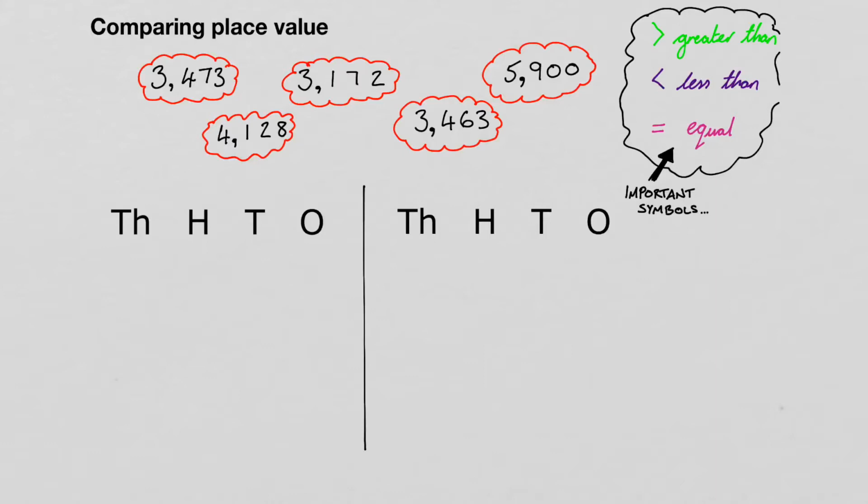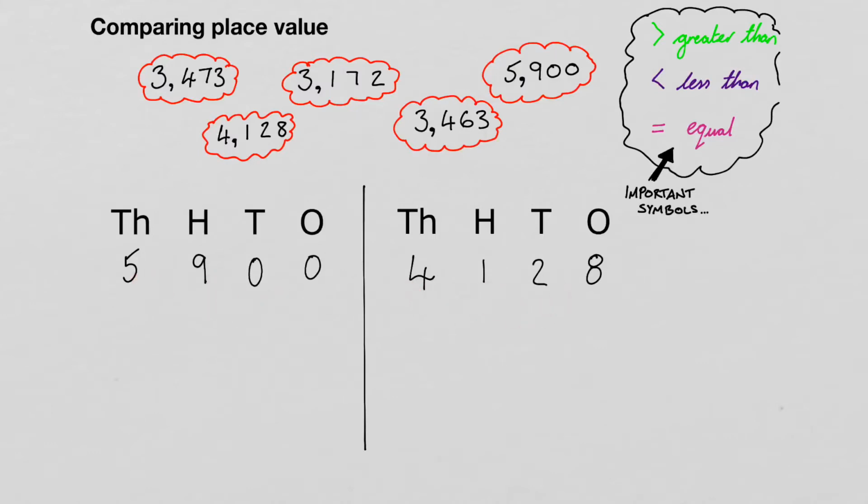So for this first one, I'm going to pick some obvious ones. So we've got 5,900 and I'll pick 4,128. And I want to compare these place values. So I've got myself prepared here a basic sort of chart with place value labels next to one another, separated, so I can write each number in with their place value. So I've got my numbers written in now: 5,900, 4,128.